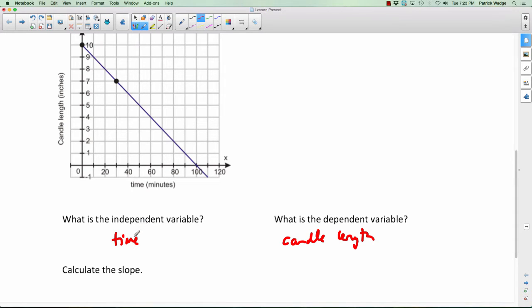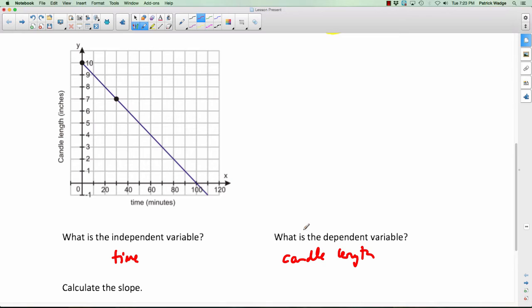Yeah, it kind of does, right? Because you could light the candle for 10 minutes, 5 minutes, no minutes. You could not light it at all. But candle length is dependent. What's it dependent on? The length of the candle is dependent on how long you had the candle lit. So candle length depends on time. Independent, dependent.